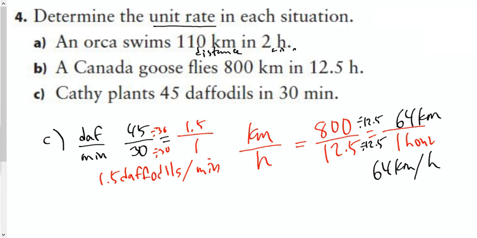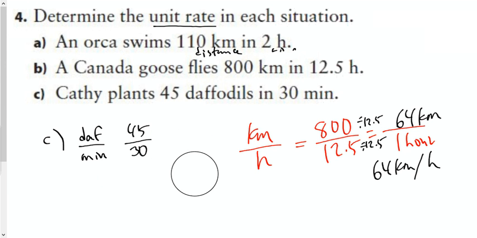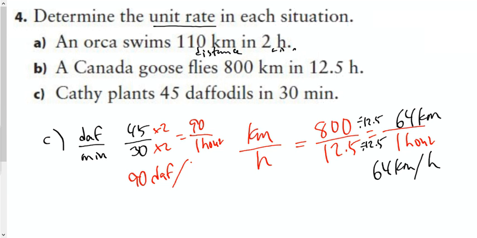Per hour, right? So if I said, well, you know what? I don't want this. I want to have per hour. Instead of over here, I could say, well, let's multiply 30 by 2. That's going to be 90 daffodils per 1 hour. So this person has a unit rate of 90 daffodils per hour.